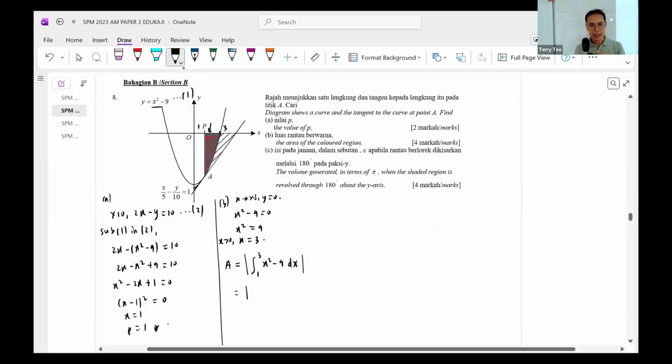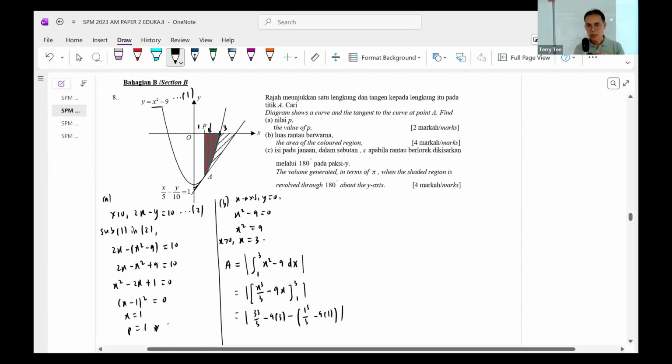As we integrate, this is what? X power 3 over 3, integrate 9 is what? 9x. Limit is from 1 to 3. So, okay, sorry, yeah, this one is the modulus. Then you're going to substitute inside: 3 cubed over 3, 9 times 3, 1 cubed over 3, 9 times 1.